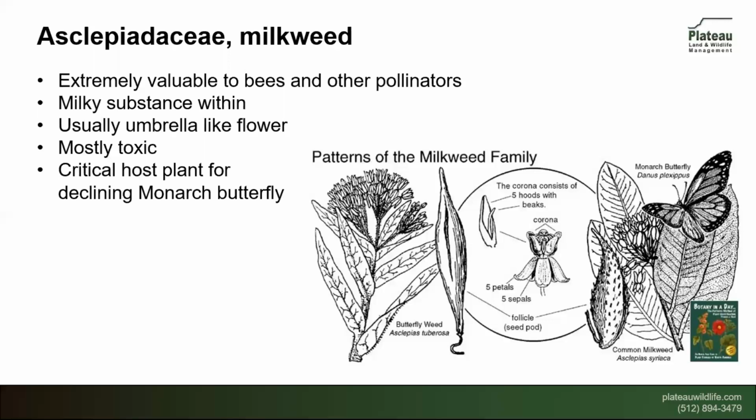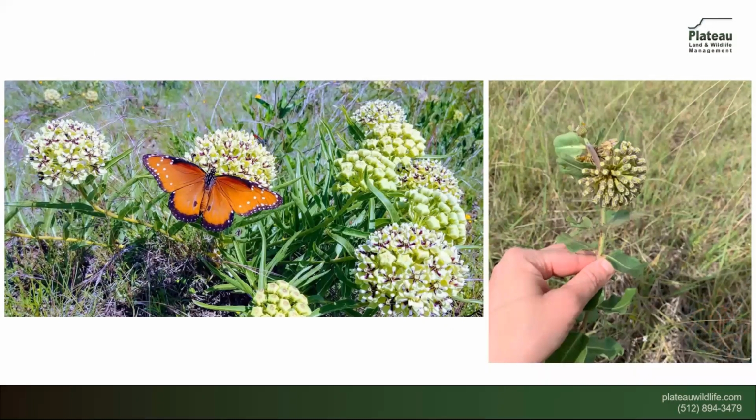Okay. They all tend to have those, you see in the center there in the picture, 5 sepals, 5 petals, and 5 kind of hoods. So 5, 5, and 5. I'll show you an example of that here next.